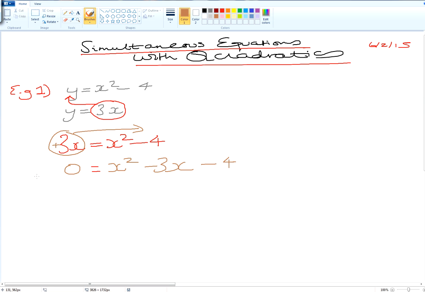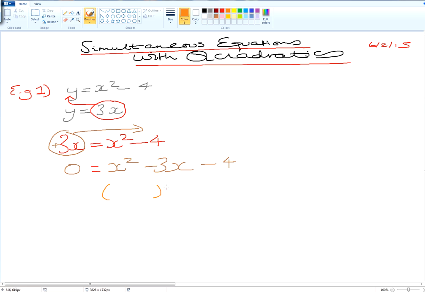So what we've done here, we've put one equation into the other equation. We've rearranged the equation, so it looks more like a quadratic equation to the eye. And now we're going to solve it. So let's have a look. What do we get?